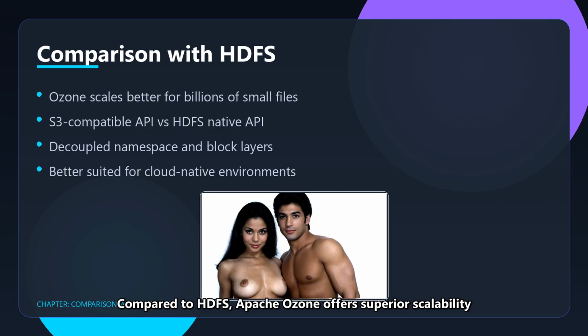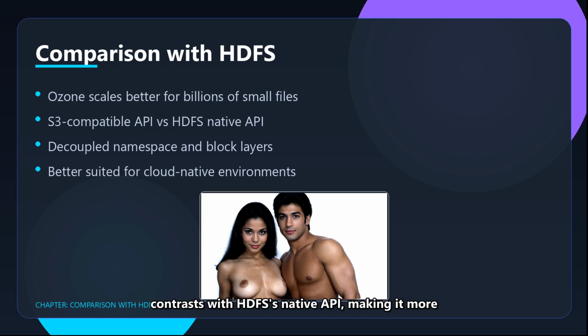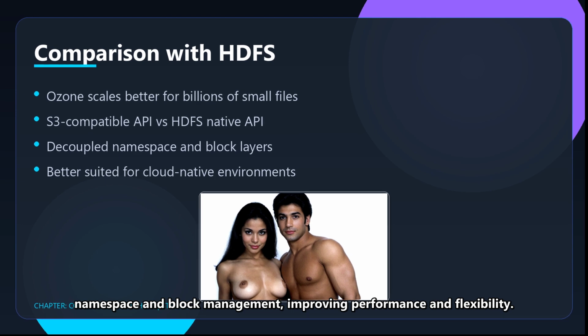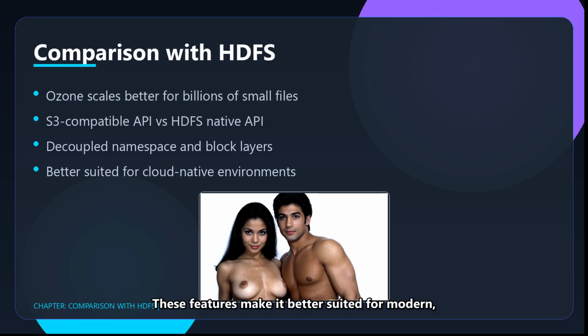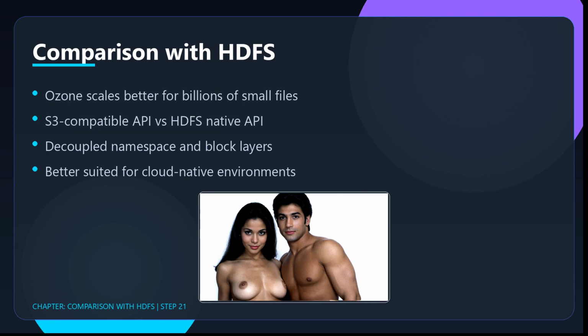Compared to HDFS, Apache Ozone offers superior scalability for billions of small files. Its S3-compatible API contrasts with HDFS native API, making it more accessible to cloud-native tools. Ozone's decoupled architecture separates namespace and block management, improving performance and flexibility. These features make it better suited for modern, distributed environments.